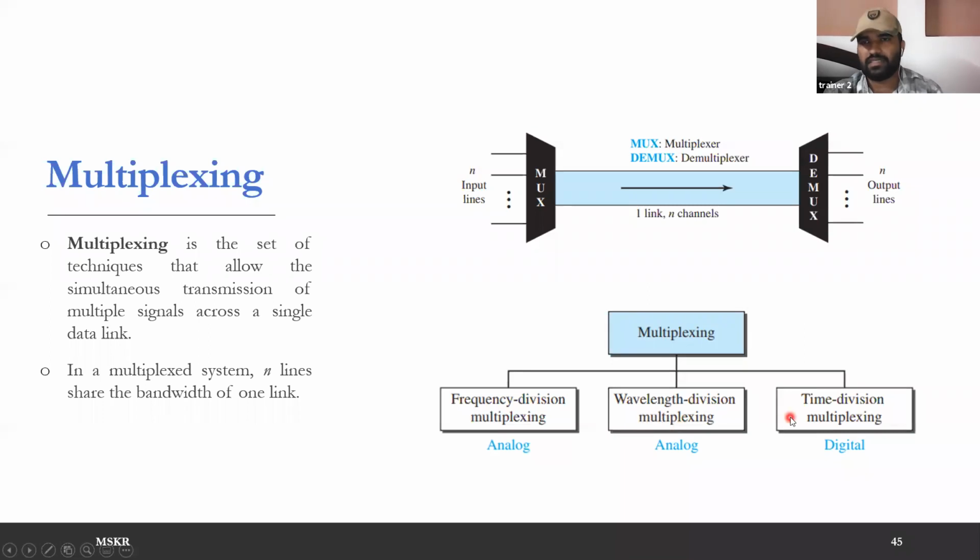The last one is sharing the medium with respect to time, that is time division multiplexing. We are going to discuss time division multiplexing in this particular class. But first, let me go through frequency division multiplexing and wavelength division multiplexing as quickly as possible.